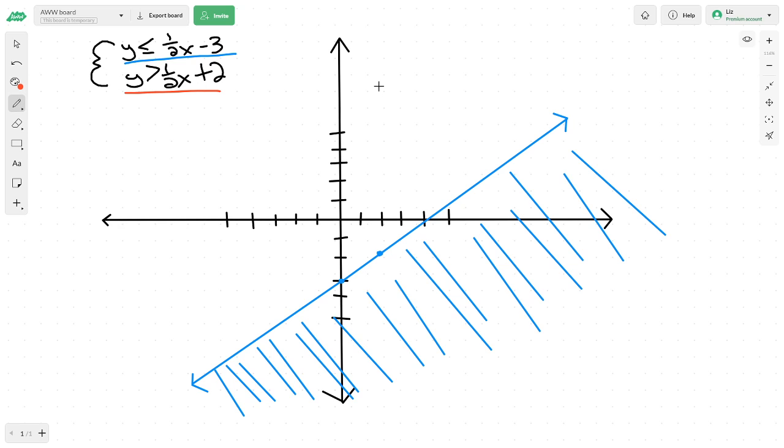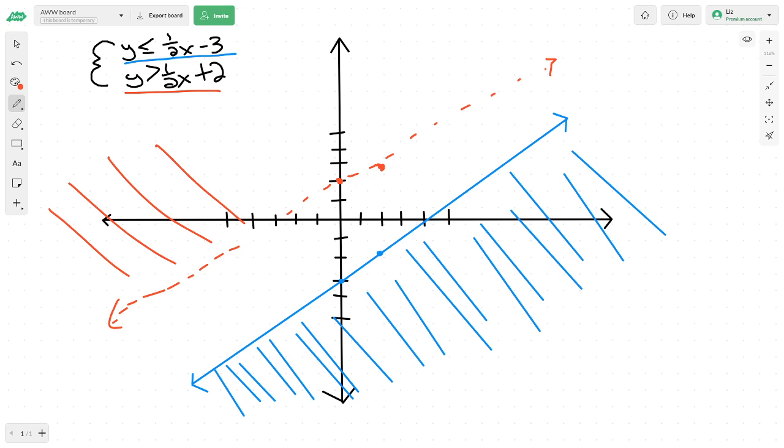Y is greater than 1/2 x plus 2, so I go up 2. That's my y-intercept. And my slope is 1/2, so I go up 1 over 2. I'm going to do a dashed line this time. A dashed line. You'll notice that these lines are actually parallel, and I need all my y values greater than.